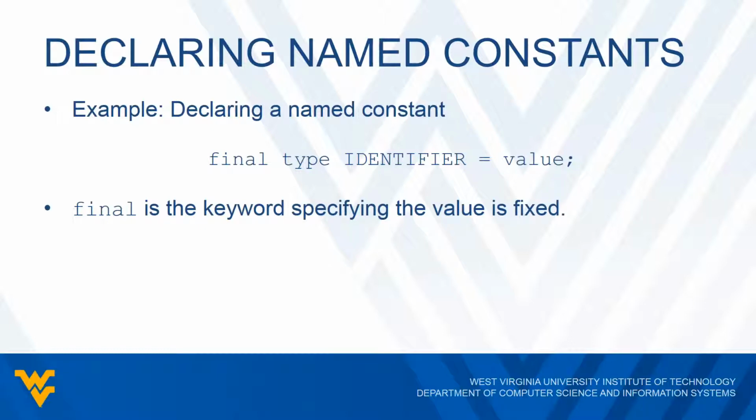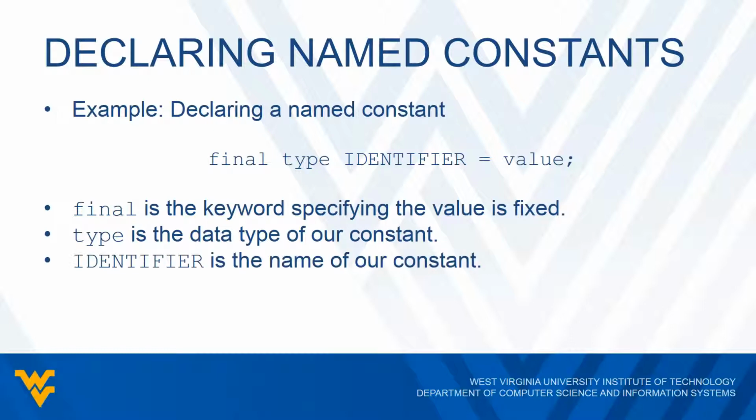So final is a keyword that specifies that the value is fixed. In other words, I cannot change the value of my identifier once I put something in there. The type is simply going to be the data type of our constant. So this could be an integer, it could be a double, it could be a character, but this just lets us know what our data type is. The identifier is the actual name of our constant. And notice that we use uppercase letters for this.